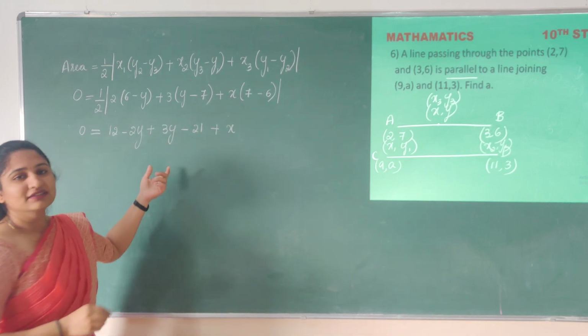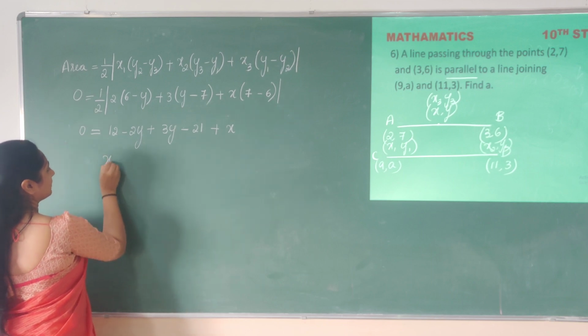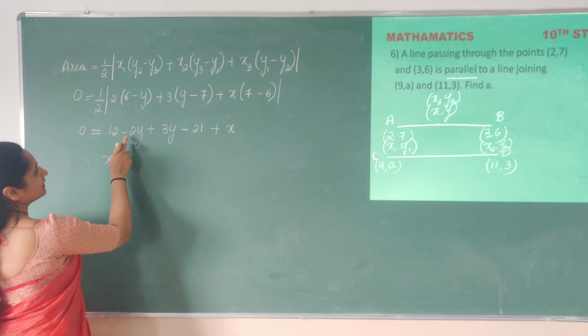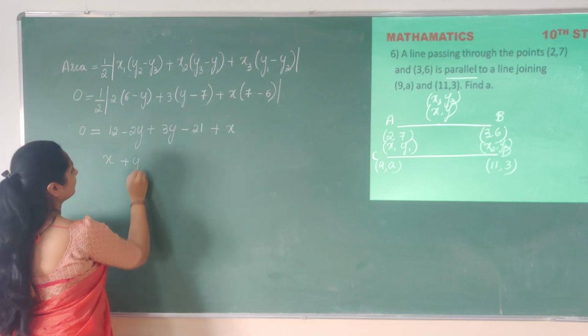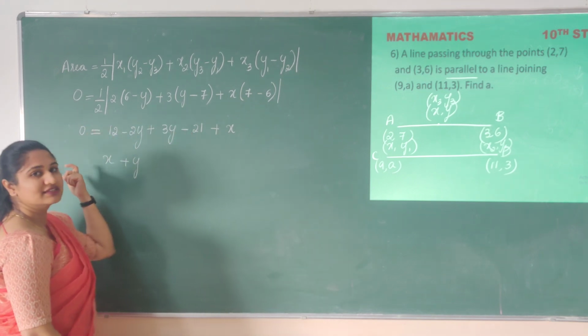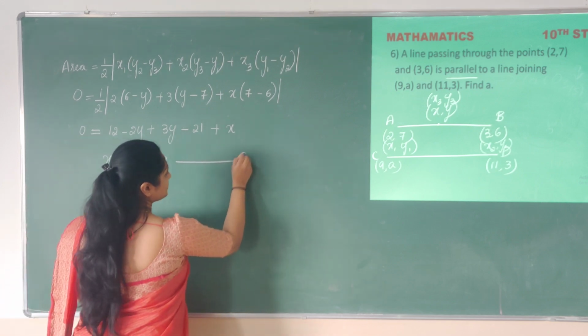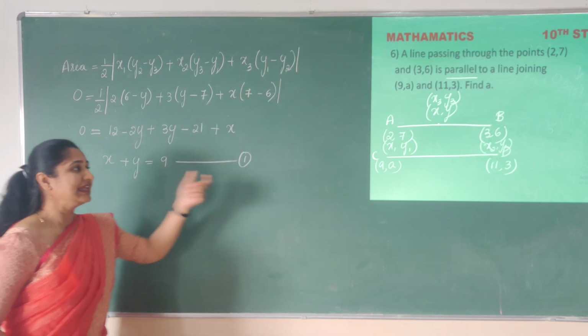Let us simplify this further and write the equation: x plus 3y minus 2y, which is y, and 12 minus 21, it is minus 9. We'll send it to the other side, we'll get it as plus 9. So x plus y equals 9. We'll take this as equation 1. This is the equation of the line AB.